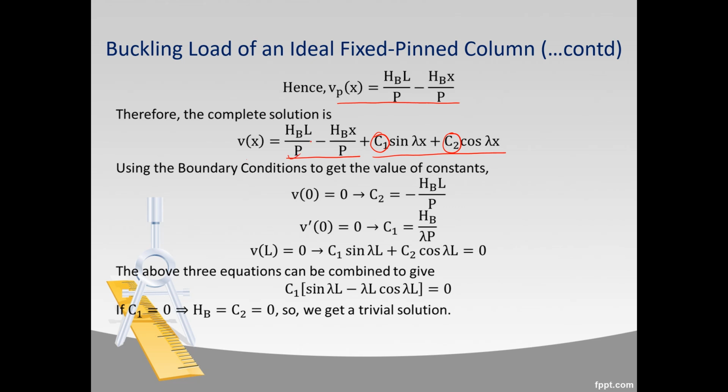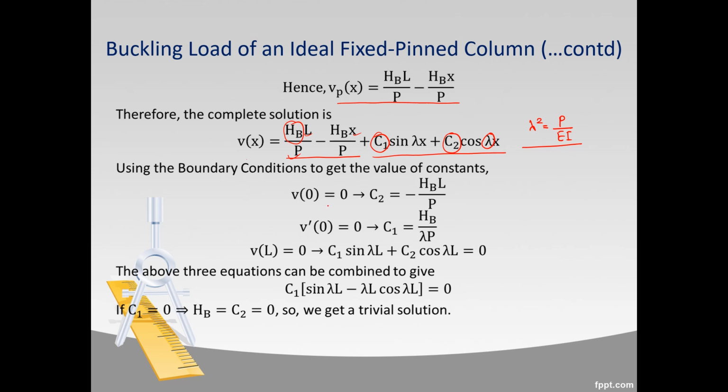We have the value of P, we have L, we have X. So you can also say that for a given load, this HB will also be a constant. In fact, this lambda is also constant since lambda square is P by EI, and for a given load, lambda square will be constant. So now use the boundary conditions to get the value of these constants.